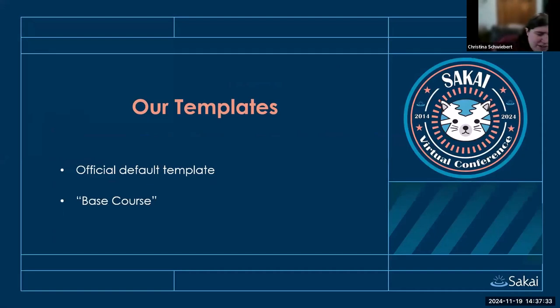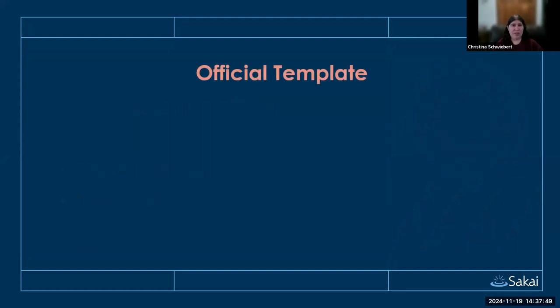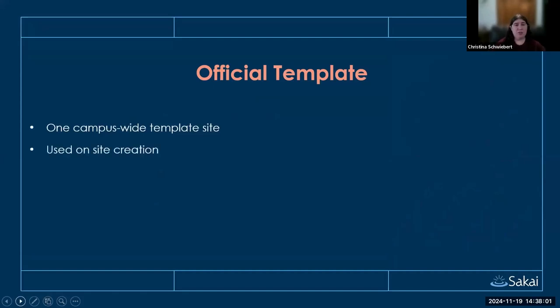So to tell you our story, what we use for templates is we've got kind of two things going on at Northwest State. We have an official default template, and then what we call the base course. So the official template, the one that actually has the property set, is just a single campus-wide template site that is used automatically on site creation. So when we send the list of courses to LongSite, all of those classes get created using this single official template. This one's intended to be a starting point.